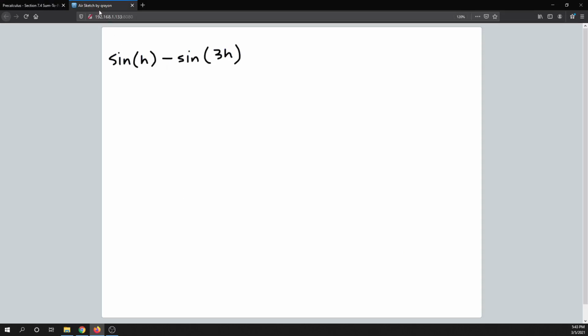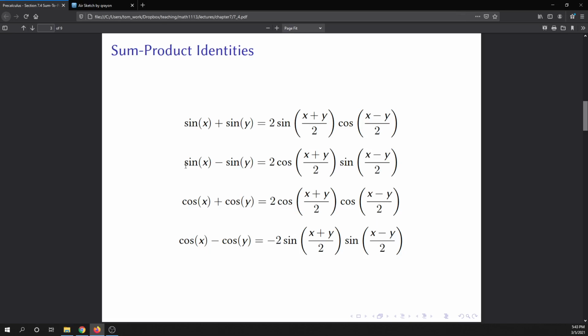So here I have two sines being subtracted, so we can see that looks a lot like this one. Okay, so I have sine x minus sine y equals this. All right, so that's what we're going to do. We're going to use this formula. Here we have cosine and then sine being multiplied together.